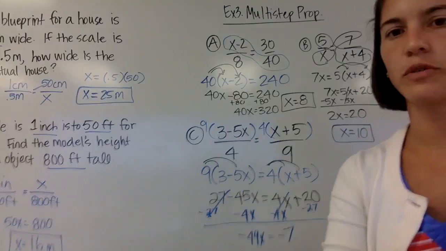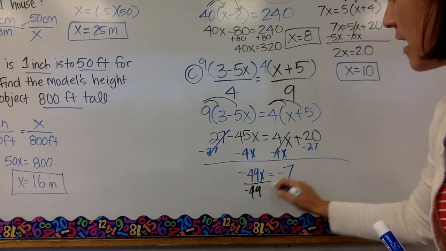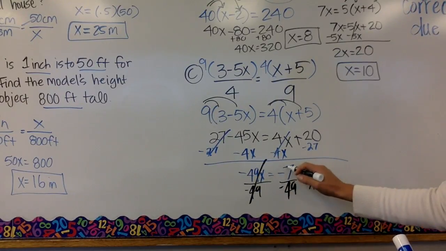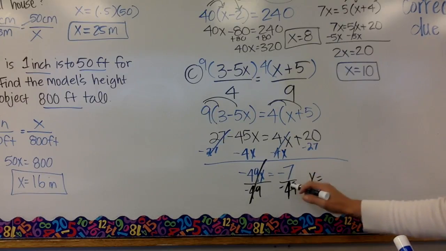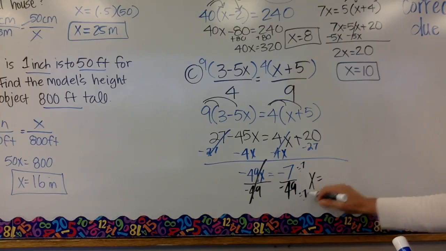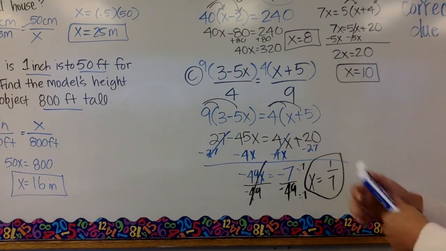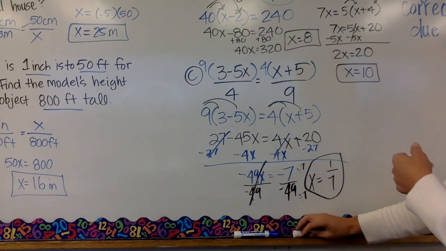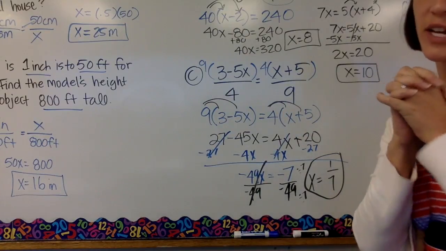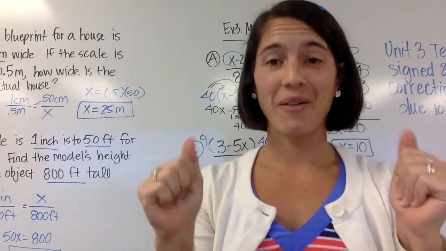I'm sort of running out of room. I have to divide both sides by negative 49. And a negative divided by a negative is a positive. And 7 over 49 can be reduced. Divide by 7. So my answer is positive 1/7. Now, if I wanted to check, I would take 1/7, plug it in up here, and make sure my two sides were equal. So that was, very quickly, rates and proportions, and we'll practice more in class.